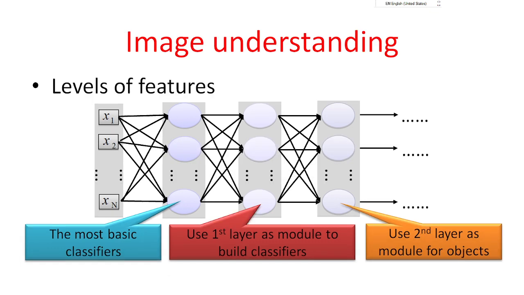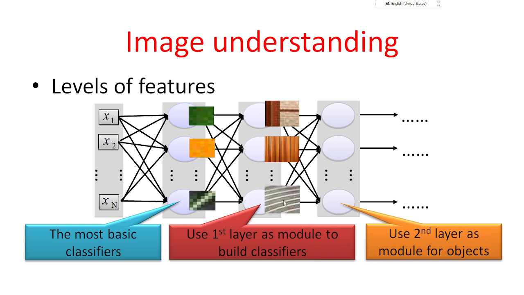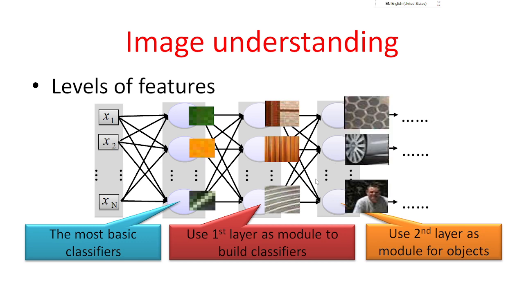There are levels of features: the most basic classifiers in the first layer, then the second layer, third layer, like that. First you have a basic classification, then you classify further attributes, and further attributes. In this way you get deeper and deeper.